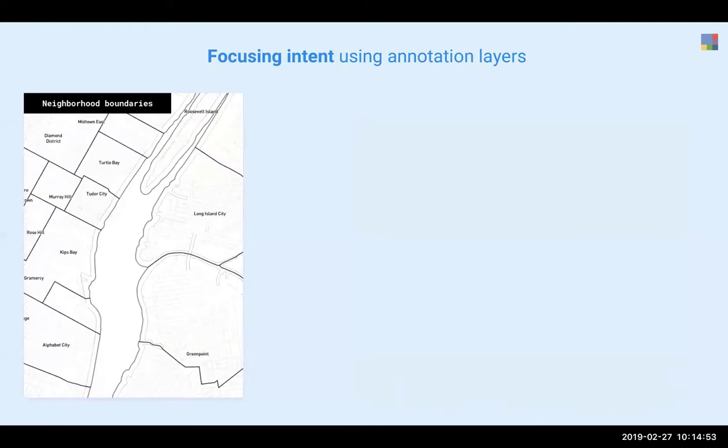All right, so next we'll cover how to effectively focus the intent of our map with annotation layers. Again, these are layers that help provide concrete reference to our map. If we're comparing characteristics between different parts of the city, we may choose administrative boundaries or neighborhood boundaries as our annotation layers, like we see here.